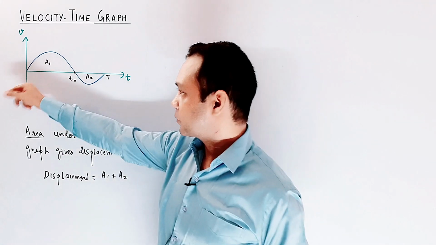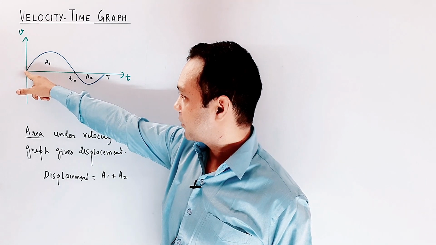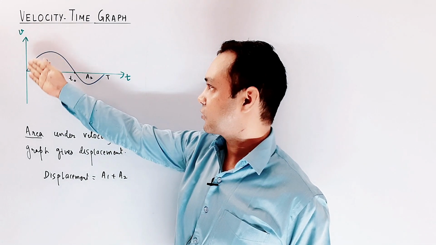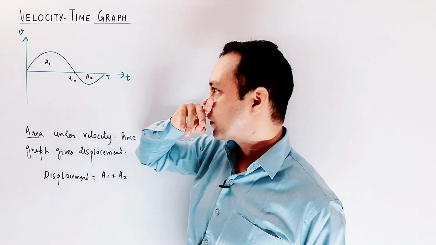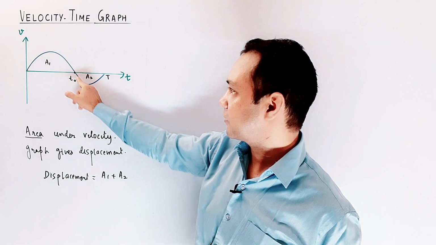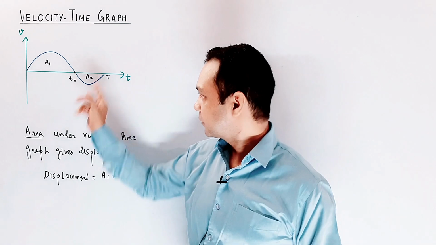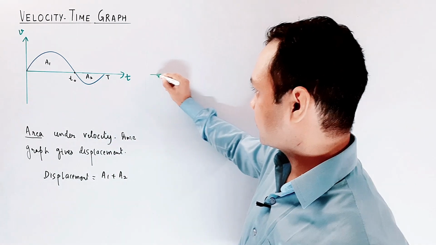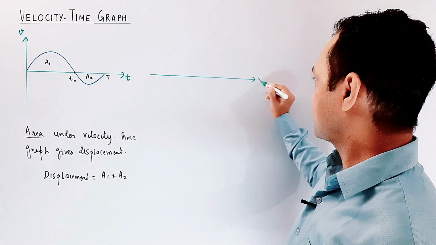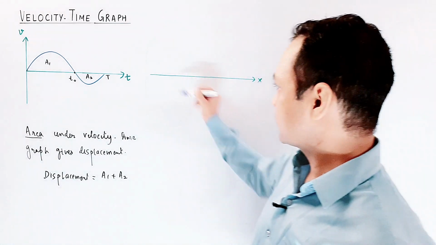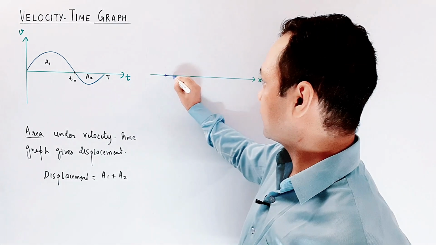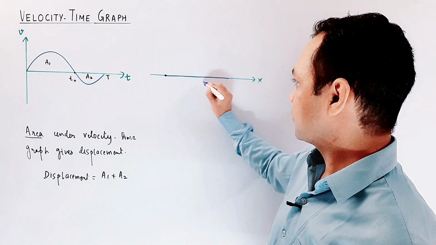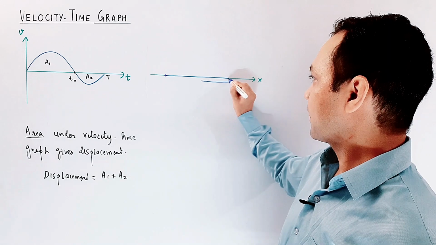If we look, this motion started from rest, its slope is positive, meaning positive acceleration, and then it comes to rest here, then it turns, and then again finally comes to rest. So this motion is something like this. Suppose this is the x-axis along which the body moves. So it starts from here, it moves like this, comes to rest at t equal to t0, then returns.